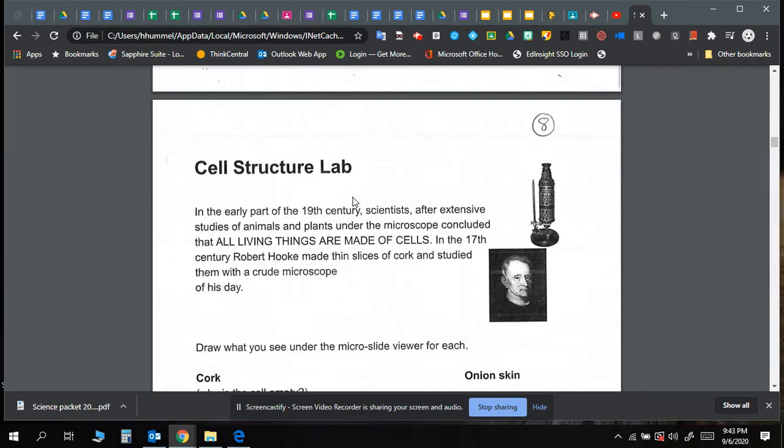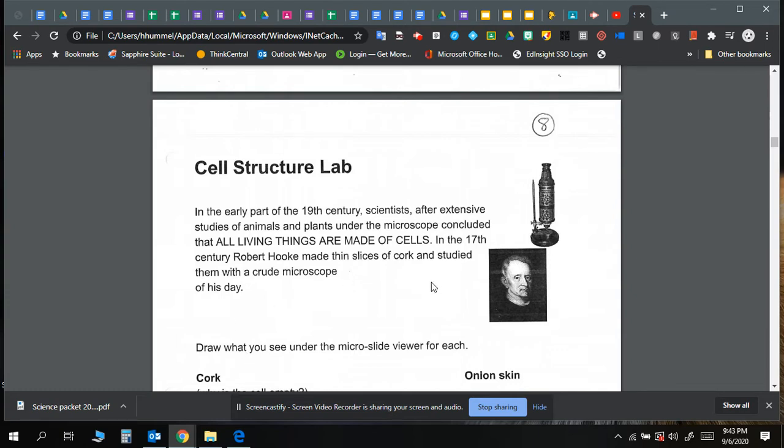And what you're going to be doing as I go through the slide presentation with our lab pictures is you're going to be drawing them. So let me go ahead and just start by reading this.